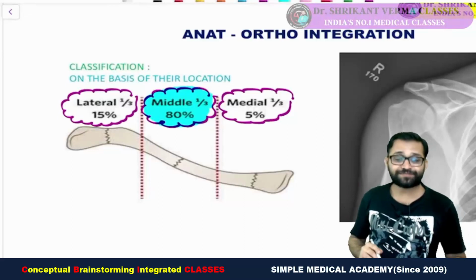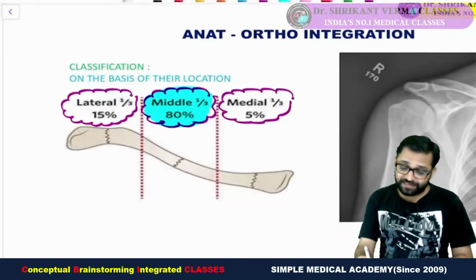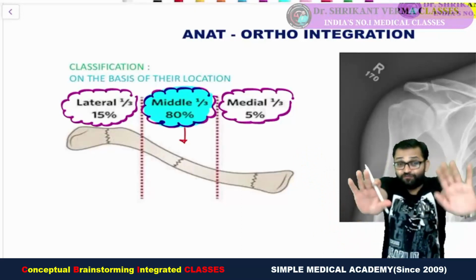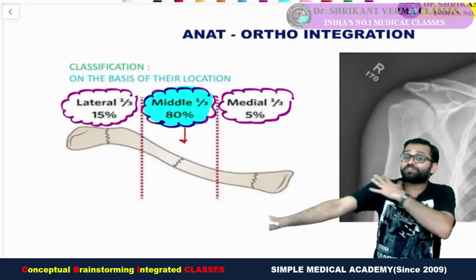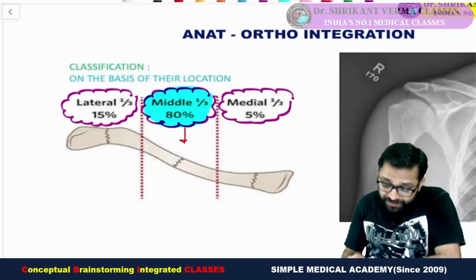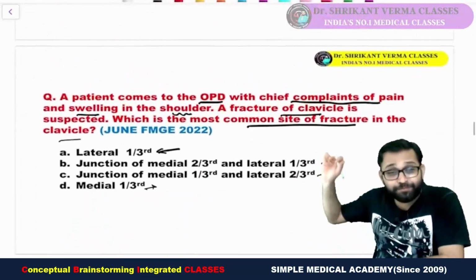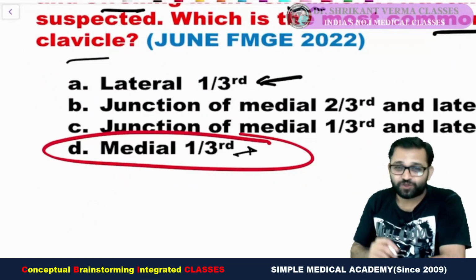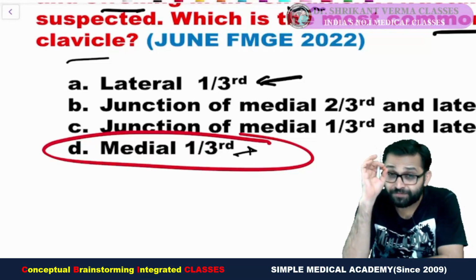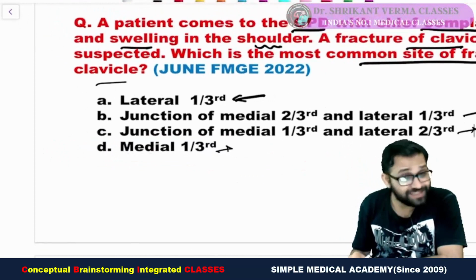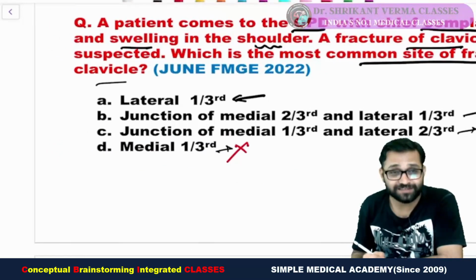80%. The middle 1/3 is the most common fracture site because the curvature is here. So when we fall with an outstretched hand, maximum pressure comes here and the middle 1/3 of the clavicle fractures. But in this question, middle 1/3 was not given, medial 1/3 was given. So at the time of the exam, be attentive. Okay, getting the point? So D is not the answer. D is not the answer. Yes, A is not the answer.